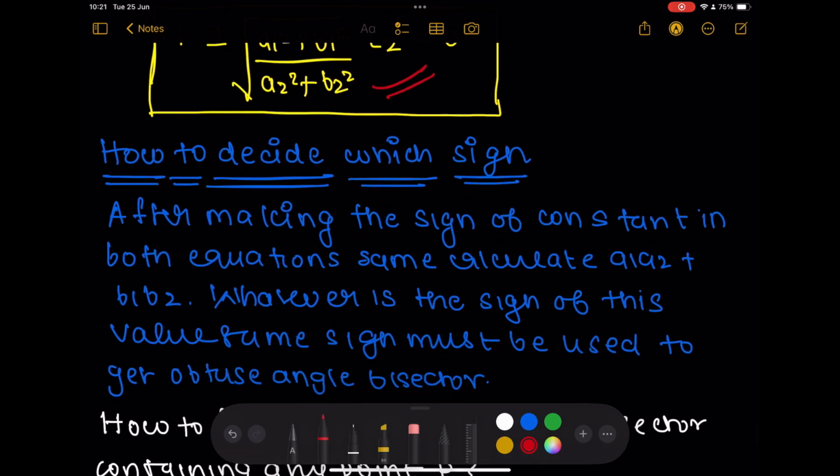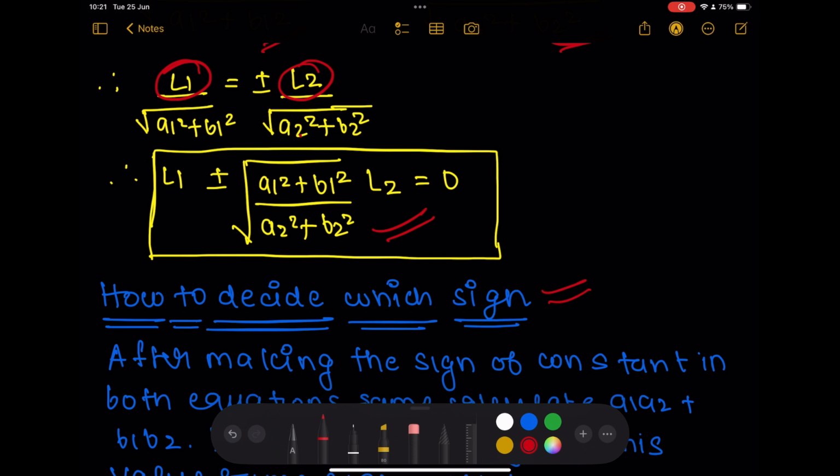Now, how to determine which sign you have to take? Should you take the plus sign or the minus sign? Why are there two? Obviously there will be two, because suppose you have line L1 and line L2. This is one angle between the two lines. This is also an angle between the two lines, no? So this can also be an angle bisector, and this can also be an angle bisector. One will be the acute angle bisector, another will be the obtuse angle bisector. That is why there are two, right?